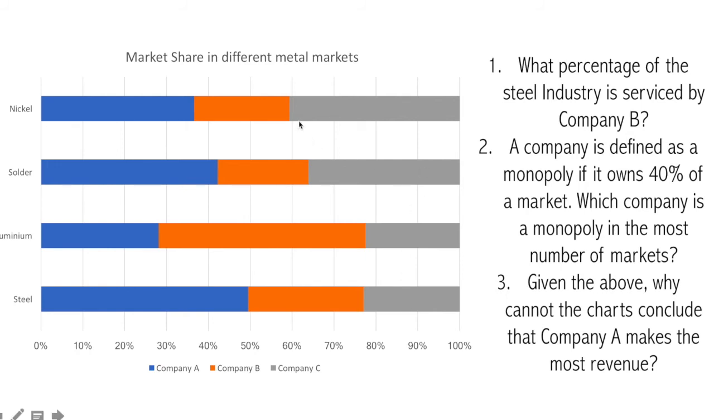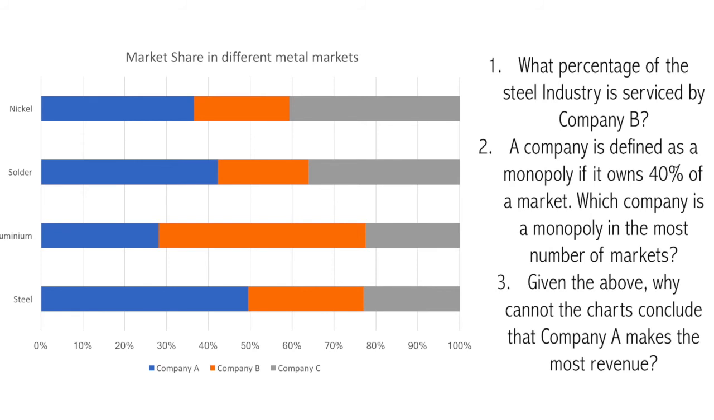Now, if we look at nickel, company C is the monopoly. It has around 41%, 100 minus 59, so 41% of the market. If you look at solder, about 42% of the market is under company A. If we look at aluminum, so that's about 76 and 28, so about 48% of the market is held by company B, and in the steel market about 49% of it is held by company A. So we see in 2 markets company A is a monopoly, and therefore the answer to this question is company A, as it is a monopoly in 2 out of the 4 markets.